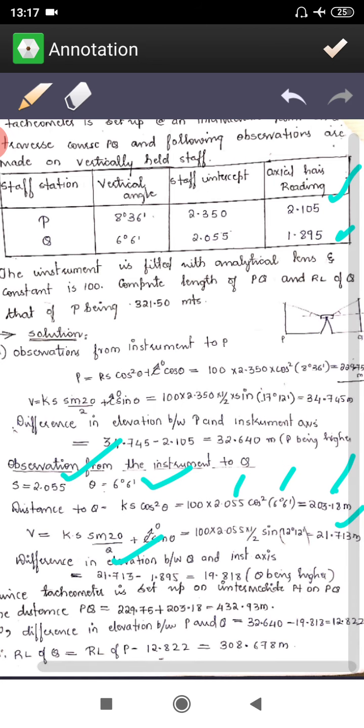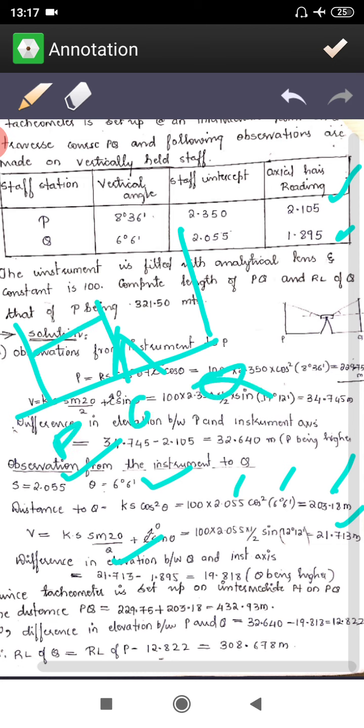So the thing is that since the tachometric setup is at the instrument between P and Q, the instrument is set like this, right? The center here, say this is P and this is Q. So if you take this O, PO is known and QO is also known. So the total distance is 229.75 plus 203.18, it is going to be 432.93. That is what I have written here, 432.93, right?